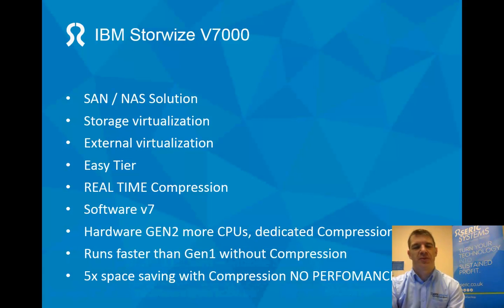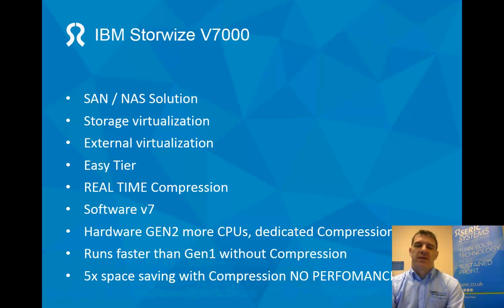Just wanted to say it's version 7 of the software, so it's been around for a while. It's nice and stable. Hardware on generation 2 as well. The generation 2 hardware was really around compression, so it's got more CPUs and it's got dedicated compression cards. So actually, Gen 2 running compression runs faster than Gen 1 without compression. And my last point there, you can get up to 5 times space saving with compression with no performance hit. Okay, it's no performance hit, which is quite important there.